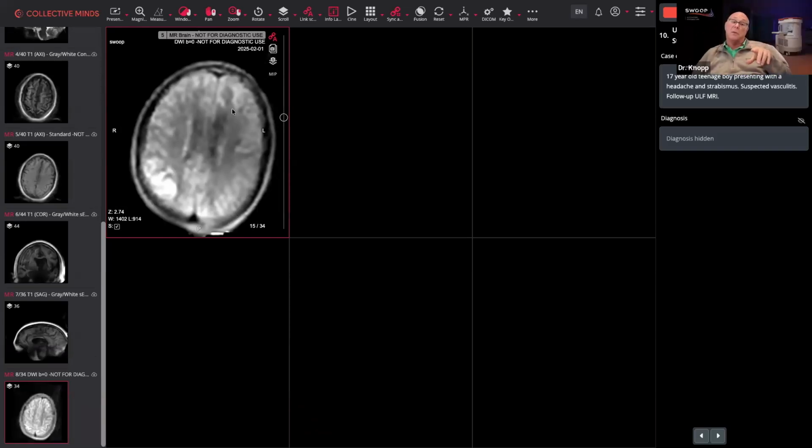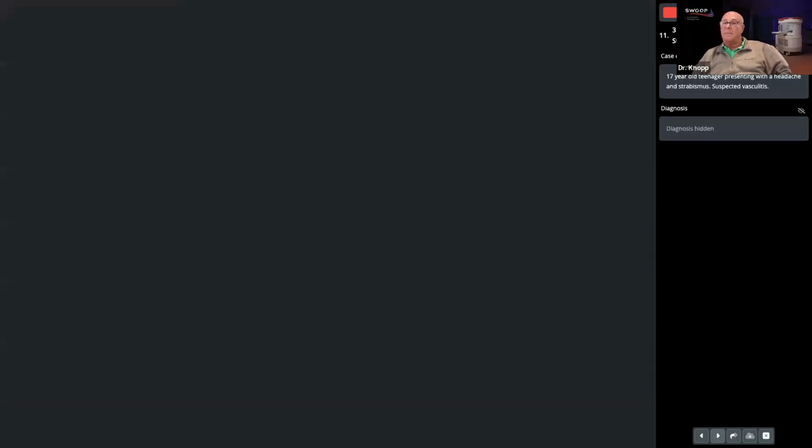What we're seeing on this B0 is basically a T2 FLAIR type image. So we're seeing that signal change shine through the normal imaging. This is not restricted diffusion because we don't have any diffusion gradients that have been applied.